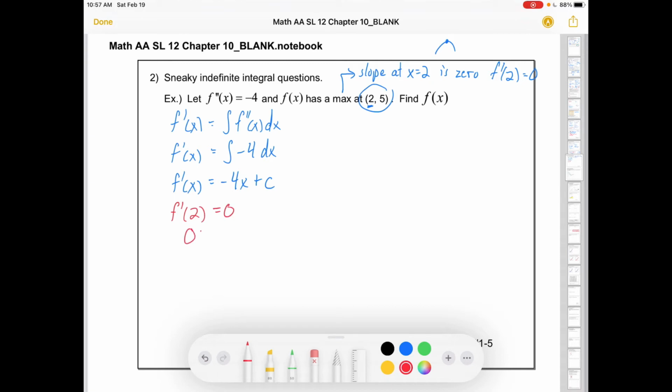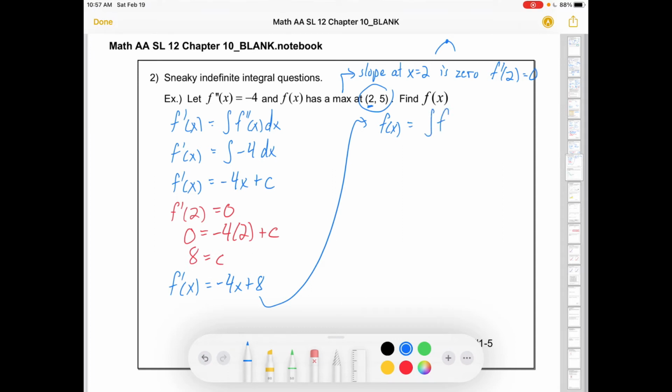So 0 is going to equal negative 4 times 2 plus c. In other words, c is 8, and f prime of x is negative 4x plus 8. Great. Now we can bump it up another level.